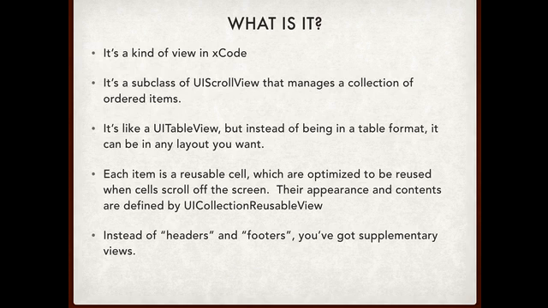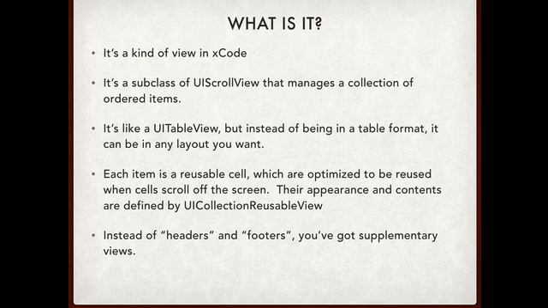It's like a UITableView, but instead of being in a table format, you can make a ton of changes to the layout and override any of those functions to make it do basically whatever you want it to do. Each item in your collection view is a reusable cell. What that means is that they are optimized to be reused whenever your cells scroll off your screen. So it'll create however many you need, and then when you scroll further, if you need a new one, it'll make a new one. If you don't need a new one, it will just repopulate an older one. And so you have less stuff in memory to clean up.